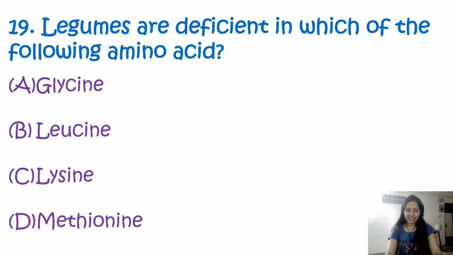Question number 19. Legumes are deficient in which of the following amino acids? So options are glycine, leucine, lysine and methionine. So the correct option will be D, that is methionine.